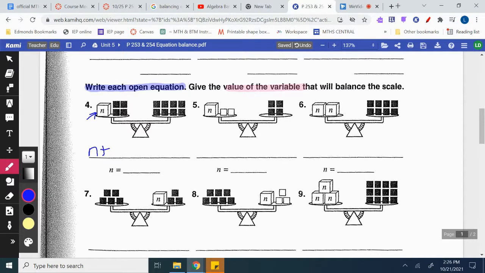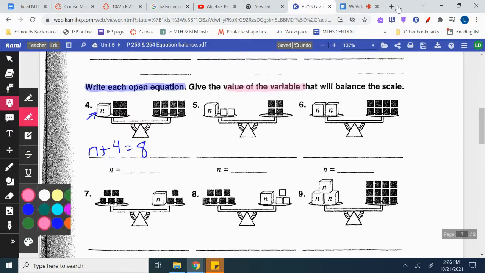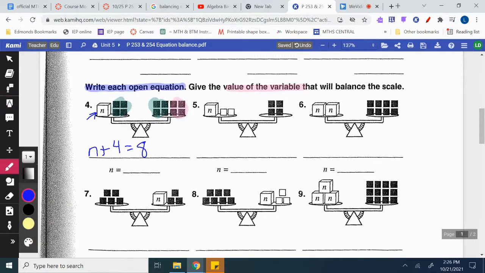Okay? So I have n plus 4 equals 1, 2, 3, 4, 5, 6, 7, 8, equals 8. Awesome. Some of you already know what n equals. That is a true equation. What could it be? Some of you know what plus 4 equals 8. Some of you automatically see 4. Some of you see it this way: I have 4 here, and I have 4 there, so what's left over is this 4. So n must be 4. However you got there is the right way.